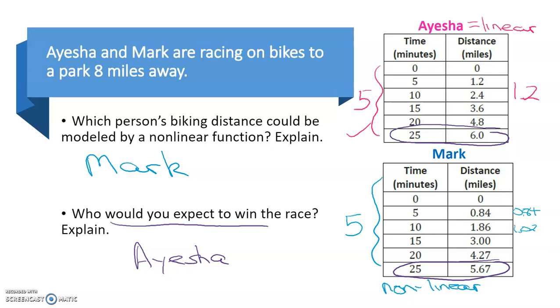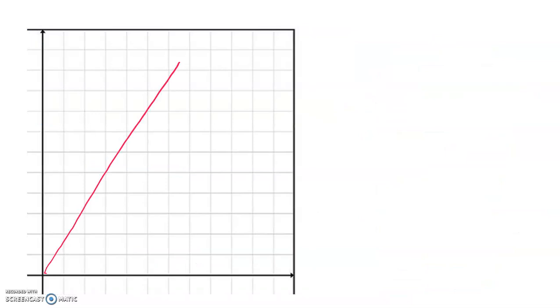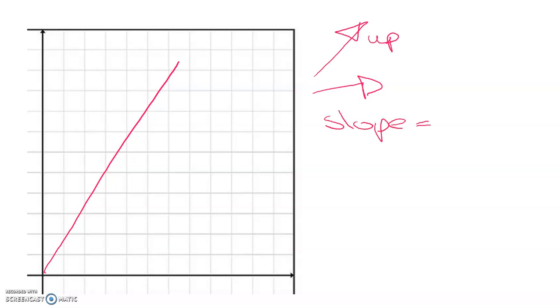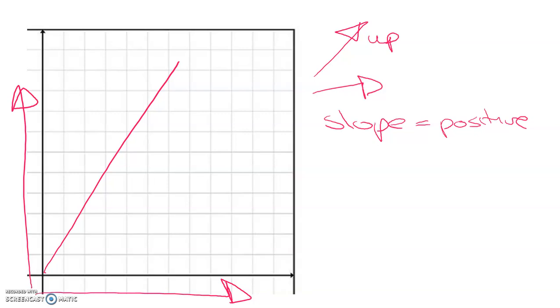We can also continue into describing the relationship. So we know that Aisha's is linear. So graphed, it would look like a straight line. And we know that this is positive, therefore increasing, because as we go left to right, it's going up. So those of you who are used to slope, if we have a positive slope, then we have an increasing relationship, or another way to look at it, as your X or independent variable increases, so does your dependent variable.